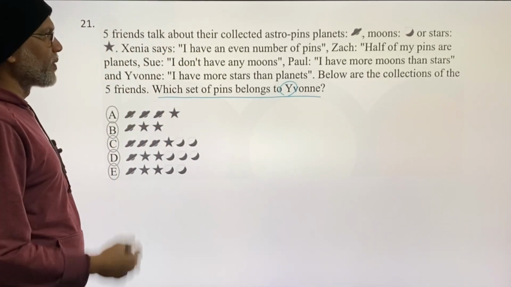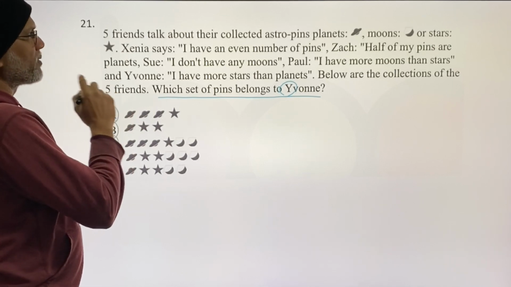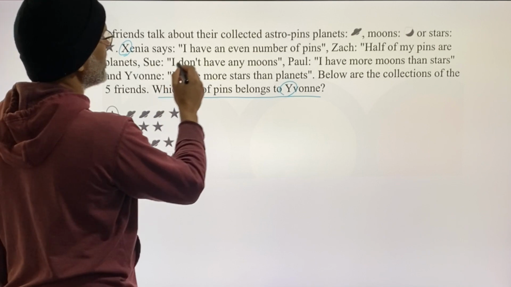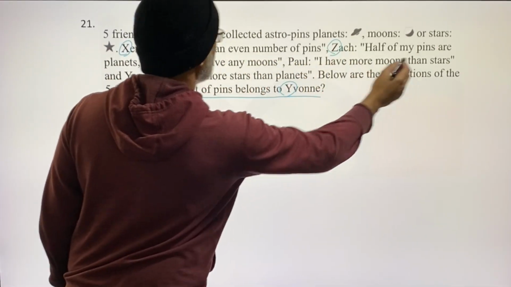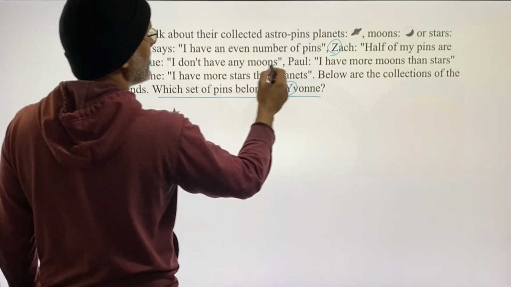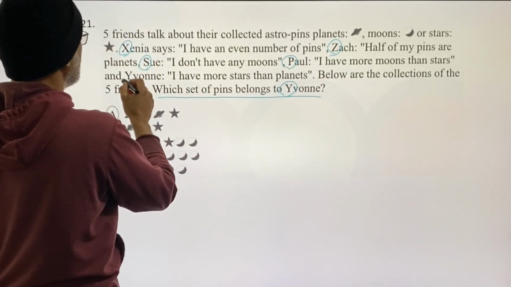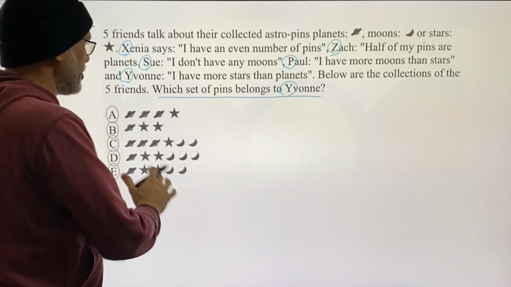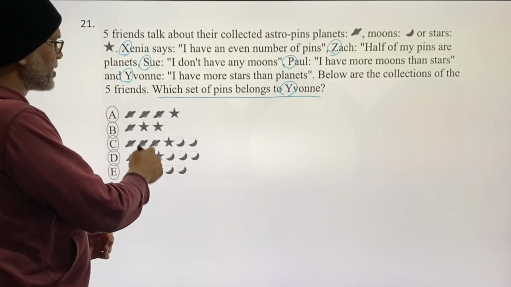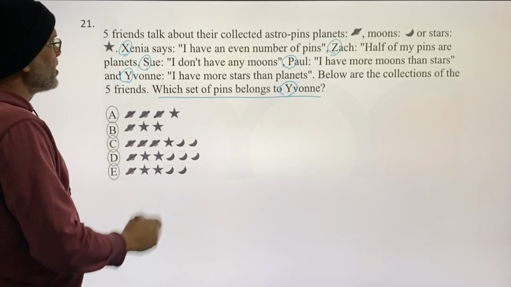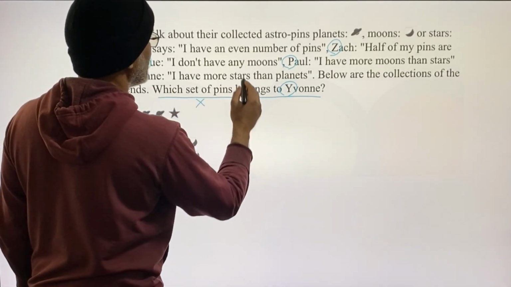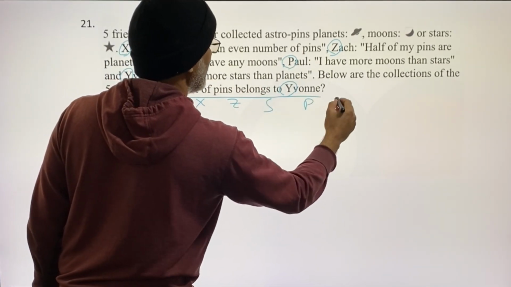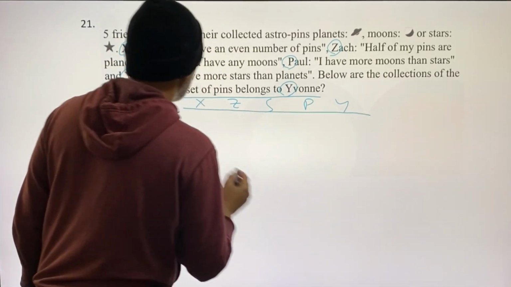Q11 A? Okay. So let me note down the names of the friends. They conveniently start with different letters. X, Z, S, P, and Y. Okay. So let me note that down. I'll make a small table here so that it's easy for me to check the different options. X, Z, S, P, and Y. All right.